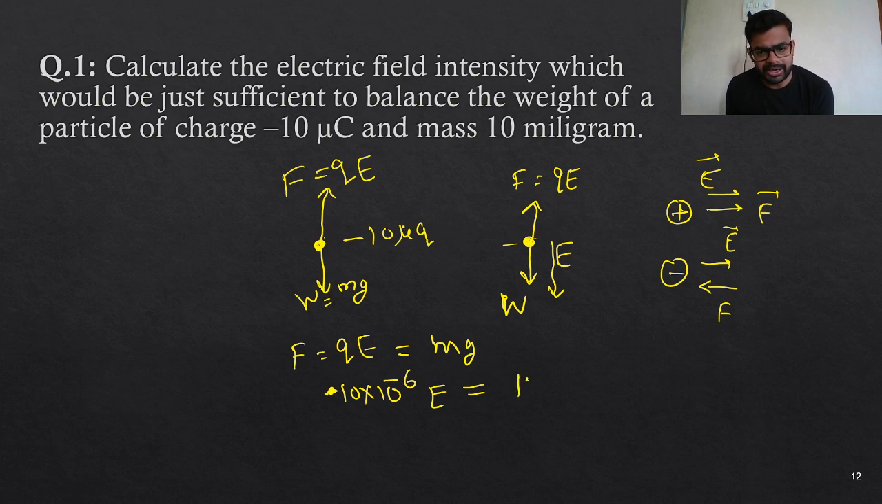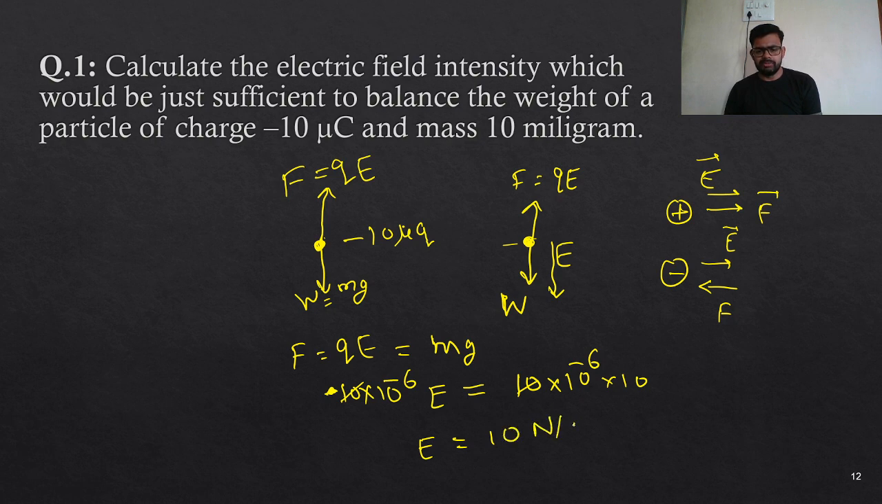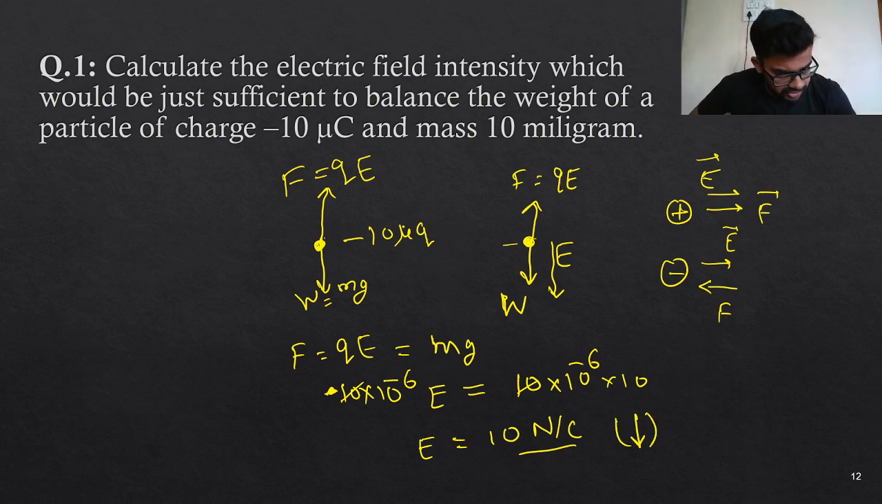So mass is 10 milligrams. Let us convert it into kg. So 10 raised to minus 6 into g. This 10 will cancel with this 10. And what are we getting? We are getting E is equal to 10 Newton per coulomb. In which direction? The downward direction. So the answer is the electric field should be in the downward direction and it should be 10 Newton per coulomb. Are you getting? Instead of a negative charge, if there is a positive charge, then the electric field should be in the upward direction. Okay, that's all. This is a simple application I wanted to explain.